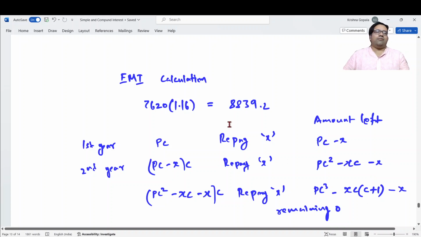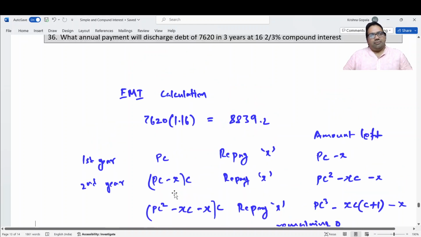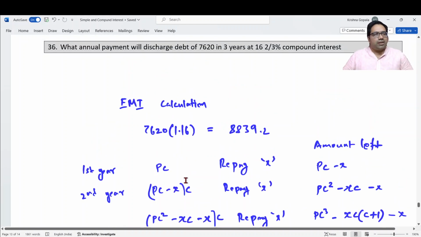Again you pay the amount. Then whatever is left, you will pay. You will start on the next year with the amount that was left from the previous year, etc., etc. This is EMI calculation, right? So that's the EMI calculation.